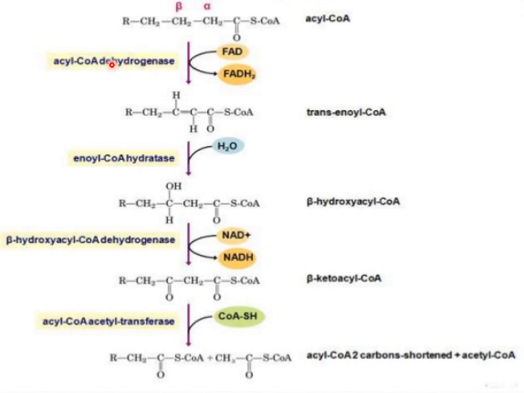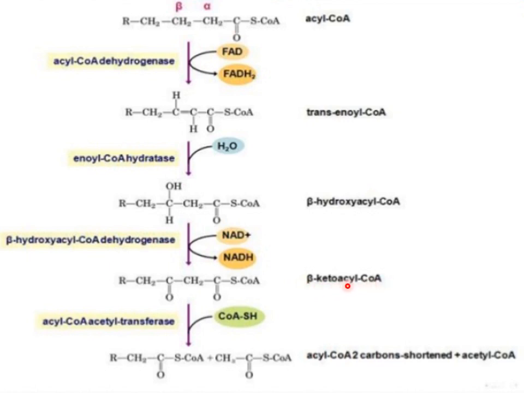As I told you, in the last step, first dehydrogenation occurs by the use of FAD-linked dehydrogenase enzyme. And here this is the hydration process. So trans-enoyl CoA is hydrated in the presence of enoyl CoA hydratase and converted into beta-hydroxyacyl CoA. And in the next turn, beta-hydroxyacyl CoA, in the presence of NAD-linked dehydrogenase, which is called beta-hydroxyacyl CoA dehydrogenase, is converted into beta-ketoacyl CoA.